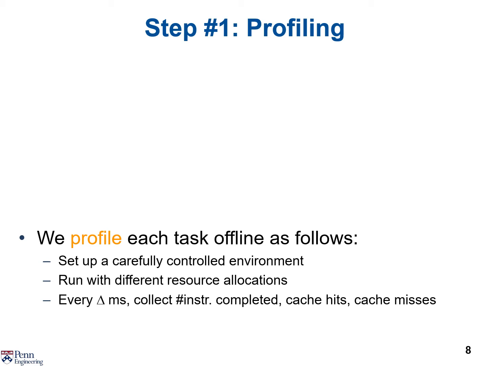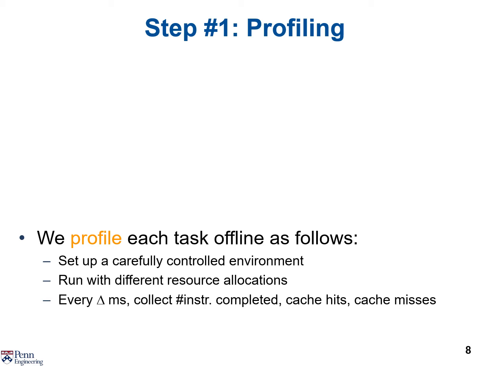To gather this information, we profile each task offline in a carefully controlled environment. For each profile, we collect the number of retired instructions, the number of cache hits, and the number of cache misses every delta milliseconds. We specifically want this information as the number of retired instructions over the delta profiling window provides us with the rate of execution, while the number of cache hits and misses tells us how resource intensive the task was at the time.